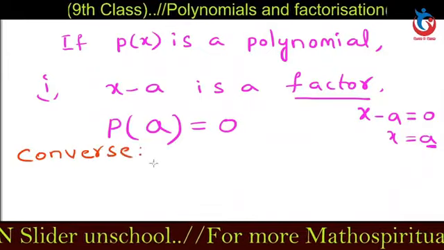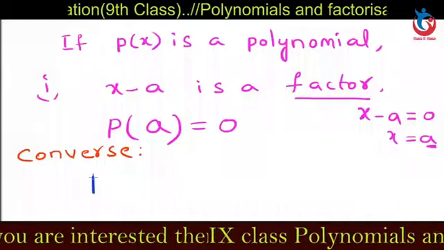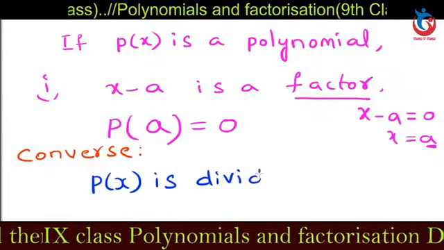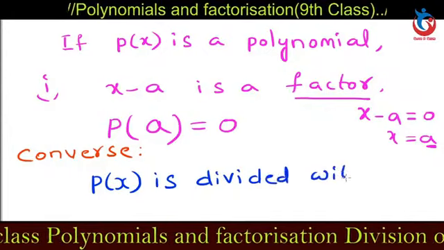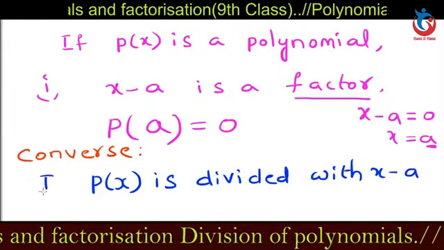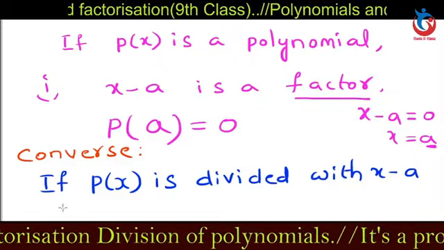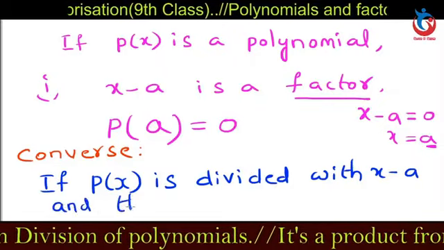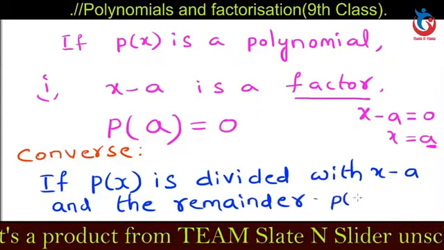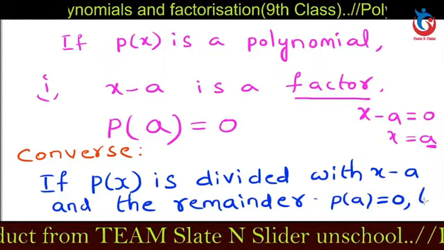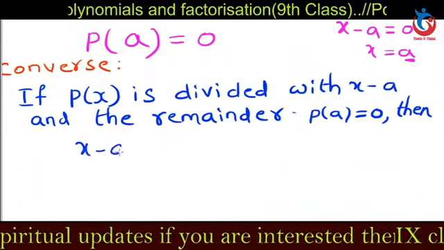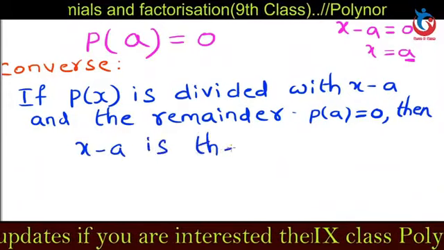And we will see the converse of it. Converse means nothing but reverse. Suppose p of x is divided with x minus a, and the remainder p of a is equal to 0, then x minus a is a factor.